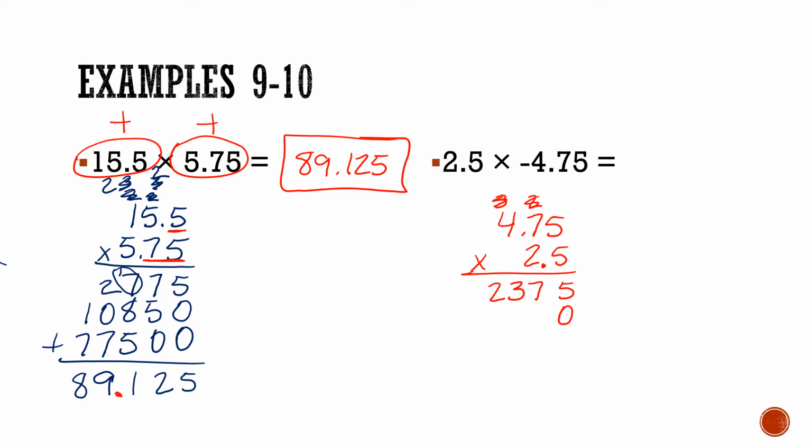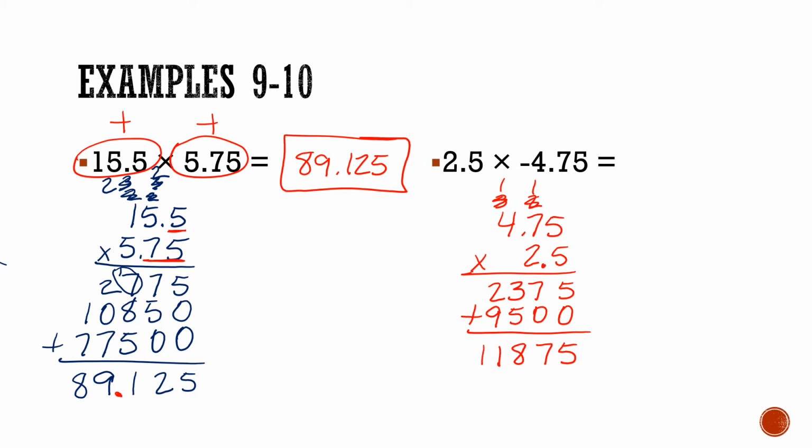We have 2 times 5, which is 10, so 0, carrying a 1 this time. 2 times 7 is 14, plus 1 makes 15, so 5 and carrying a 1. 2 times 4 is 8, plus 1 makes 9. We'll add those up. 5 and 0 is 5. 7 and 0 is 7. 5 and 3 is 8. And 9 and 2 is 11.